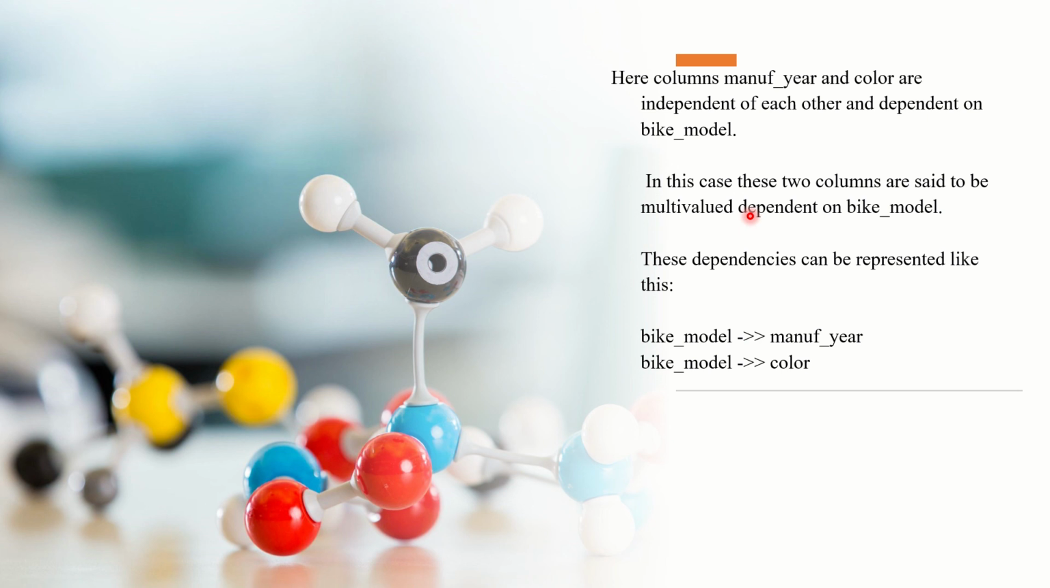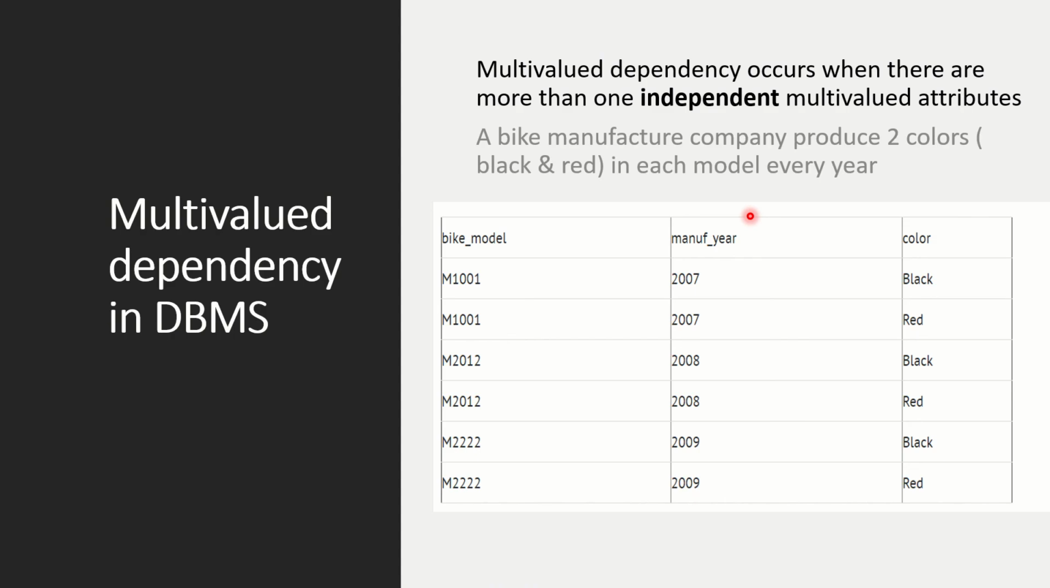we can see that the manufacturing year and color are independent of each other. That is, if you take 2007 black, 2007 red, they do not depend on each other. There is no dependency between the manufacturer year and the color of the bike model, but both of them depend on the bike model. That is, in 2007 only one model is made, in 2008 only one model is made, in 2009 only one model is made. So that is the meaning.